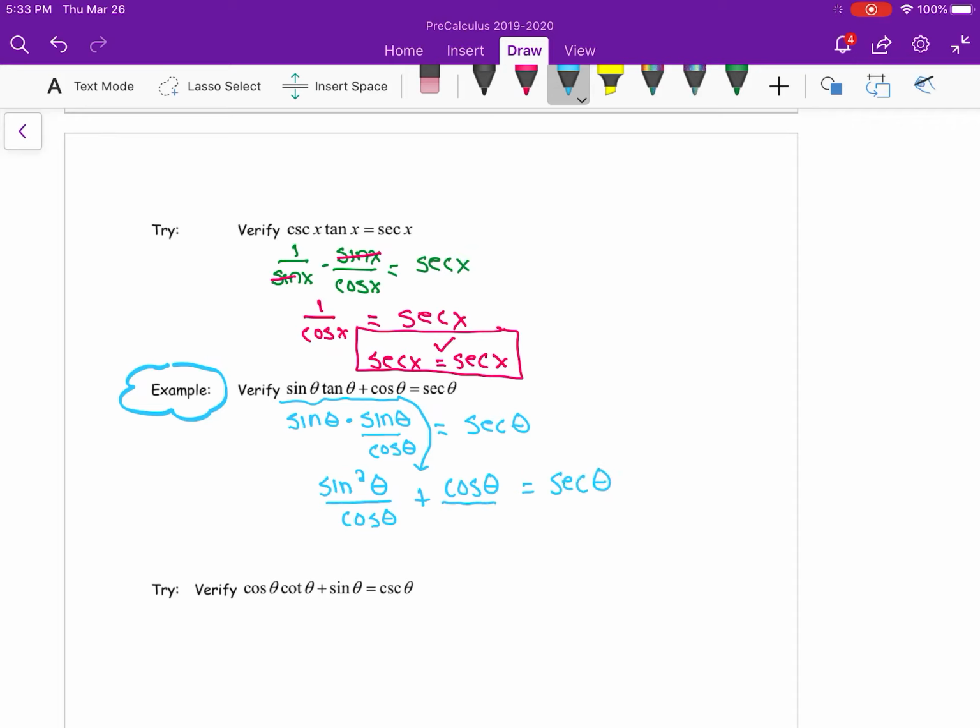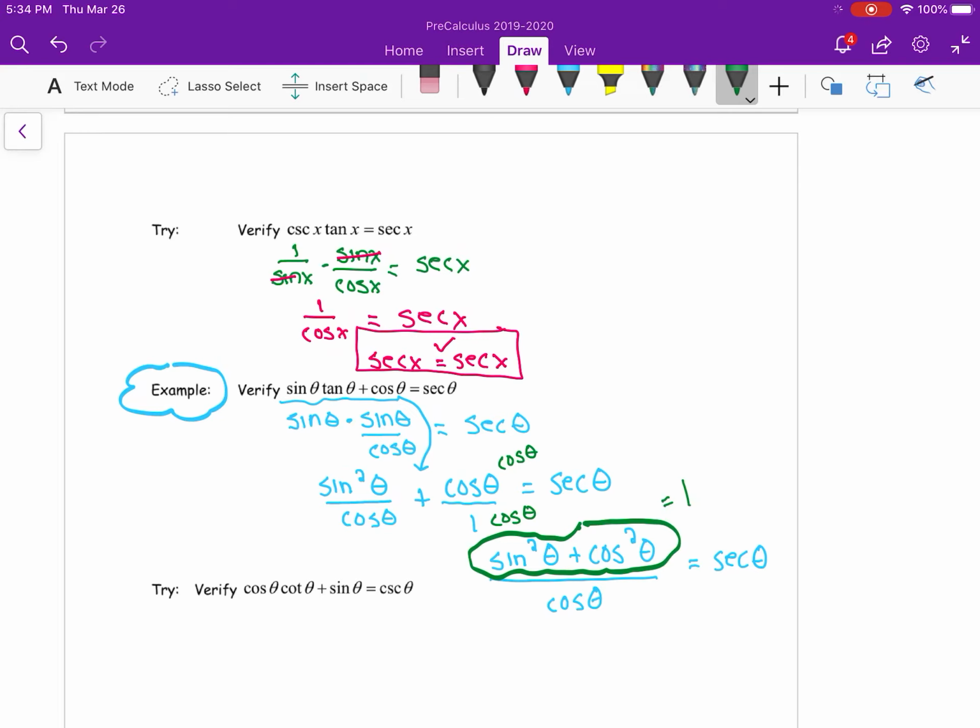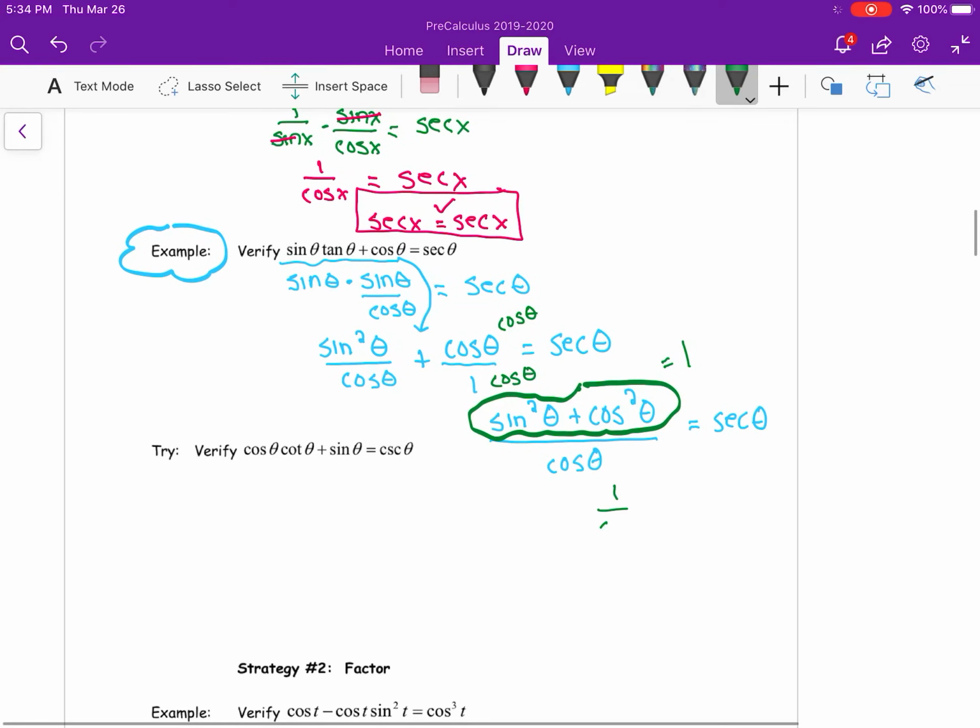We need a common denominator here, so this guy is going to get multiplied by cosine theta over cosine theta. And when we do that, we have sine squared theta plus cosine squared theta all over cosine theta. We're still trying to prove that that equals secant theta. This is a Pythagorean identity. This whole thing equals 1. So it comes down to 1 over cosine theta equaling secant theta, and that is very true. Secant theta equals secant theta.